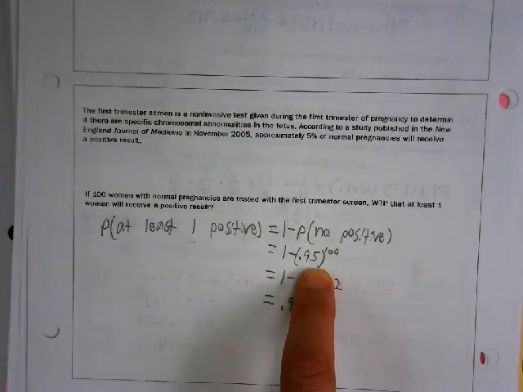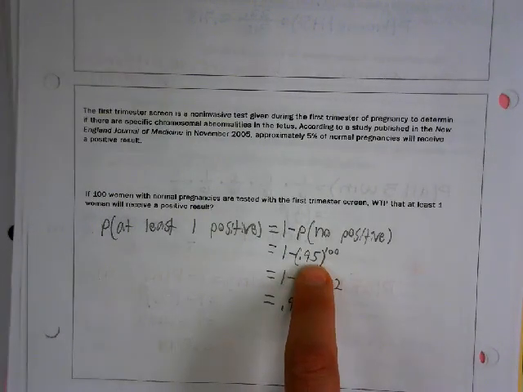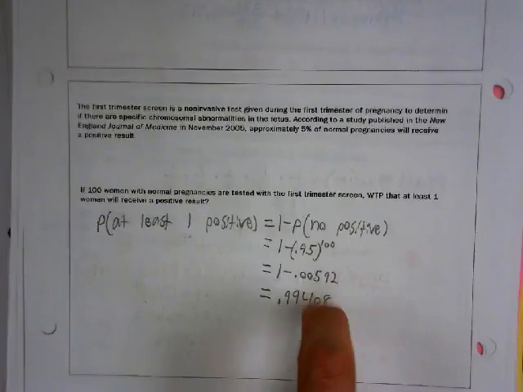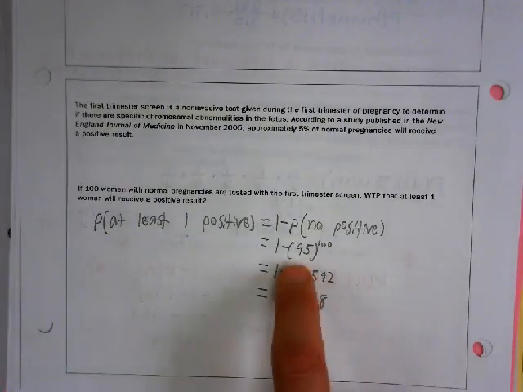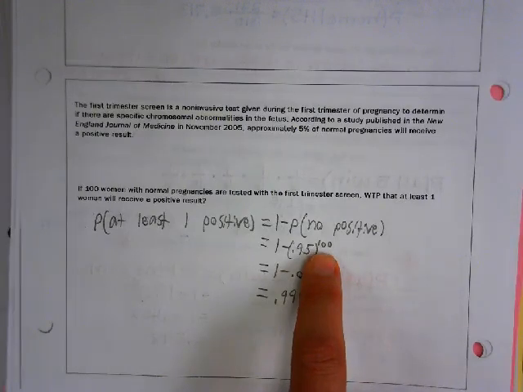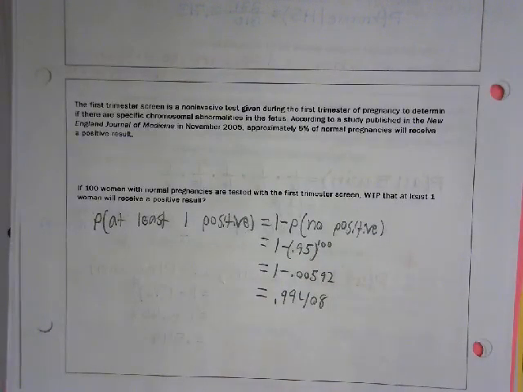95% of the time we get a negative. So we want 100 women to get a negative result. We raise it to the 100th power, and then we subtract from 1. So the probability that at least one woman is going to get a positive result out of 100 is 0.99408.